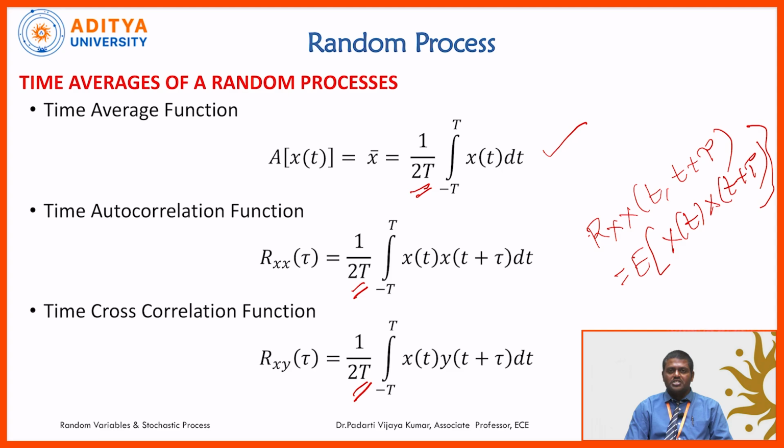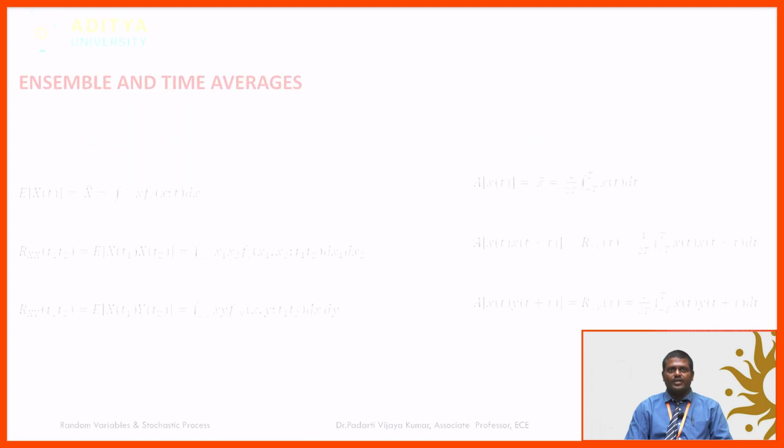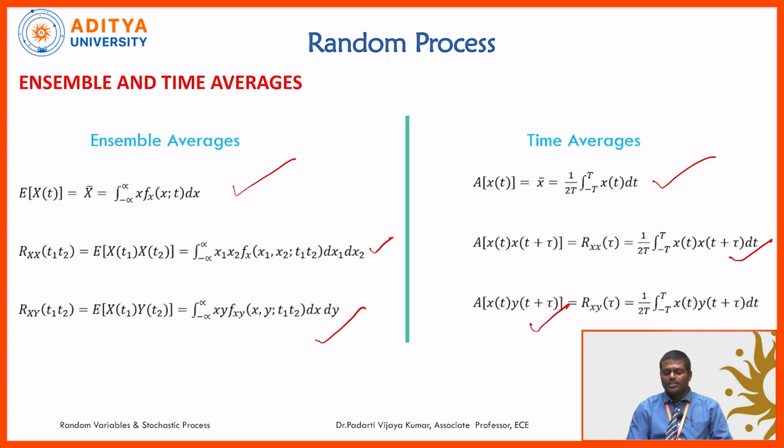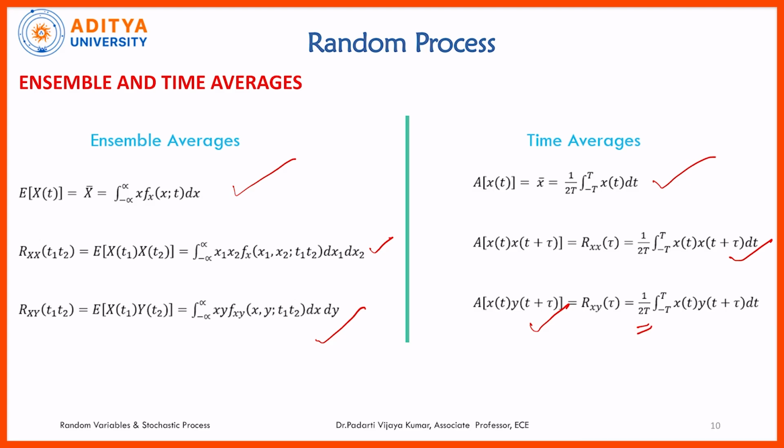Okay, time average is different, ensemble average is different. So, you can clearly see the difference here. This is ensemble average, this is time average. This is ensemble autocorrelation function, this is time average autocorrelation function. This is ensemble average cross correlation function, this is time average cross correlation function. The mathematical definitions here, the averaging is done with respect to time. Okay. Here the average is based on the statistics simply.